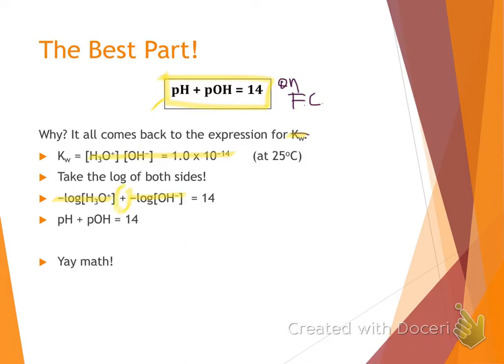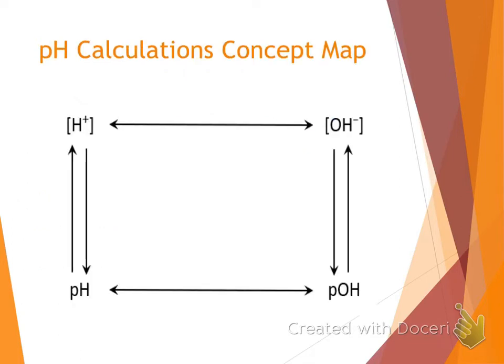Our multiplication is going to turn into a plus. Negative log of 1 times 10 to the negative 14 is 14. Well, negative log of H3O plus is equal to pH. Negative log of OH minus is equal to pOH, so pH plus pOH is always equal to 14. So we've seen 4 different equations that relate our hydrogen ion, hydroxide ion concentrations, pH, and pOH.